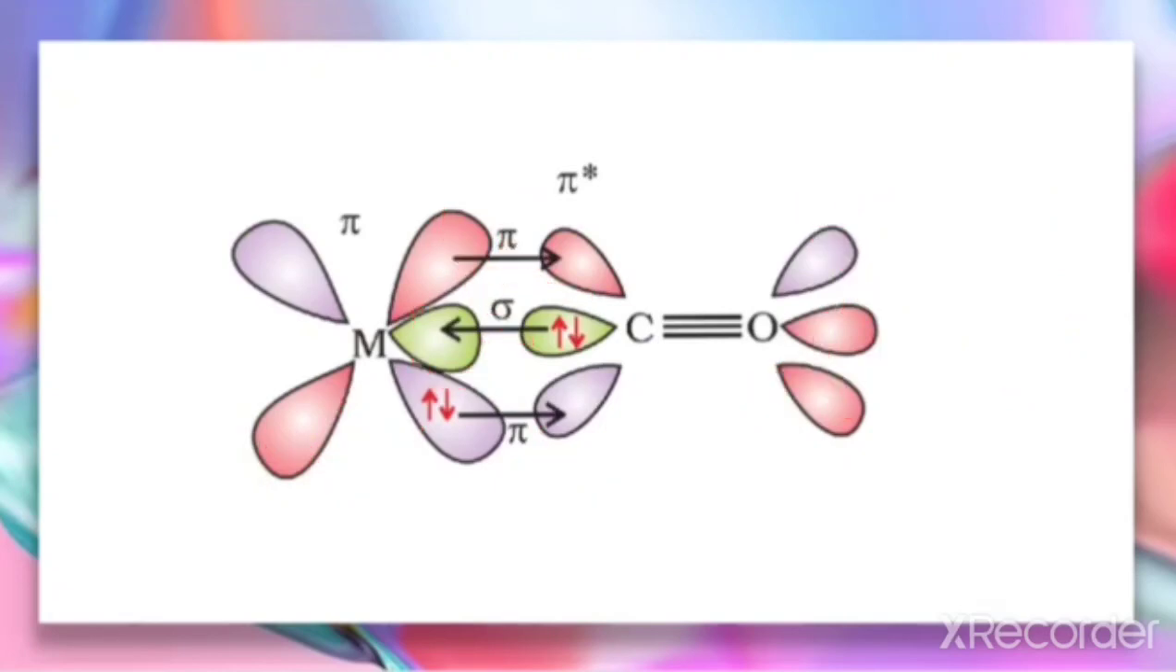So because of this type of bonding, the metal and the ligand bonding create a synergic effect, which strengthens the bond between the CO and the metal. So this is also called synergic bonding, because there is a synergic effect between the metal and carbon monoxide. This is the most special type of bonding which is found in the metal carbonyls.